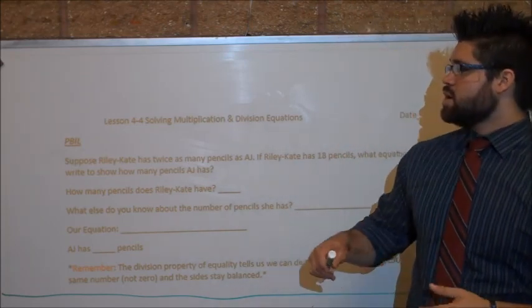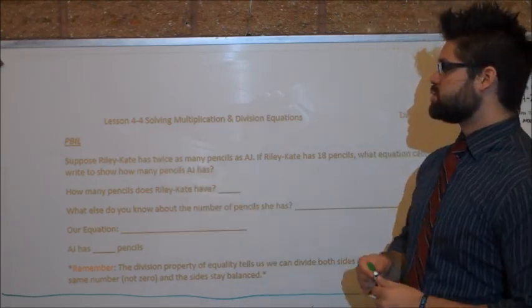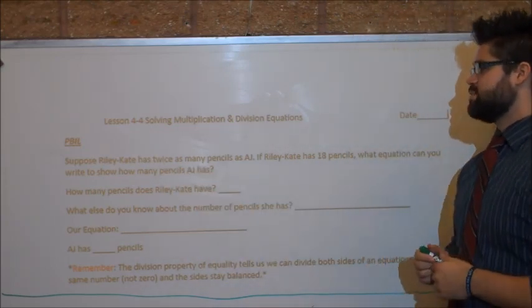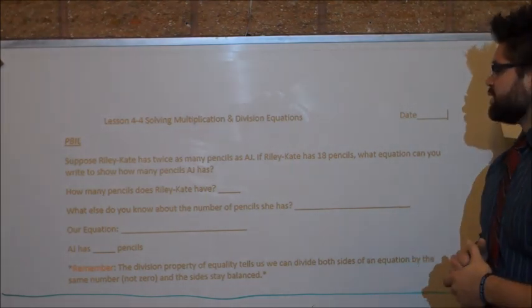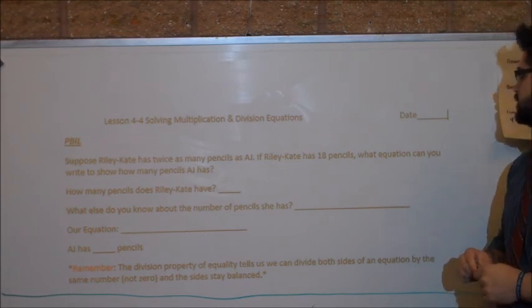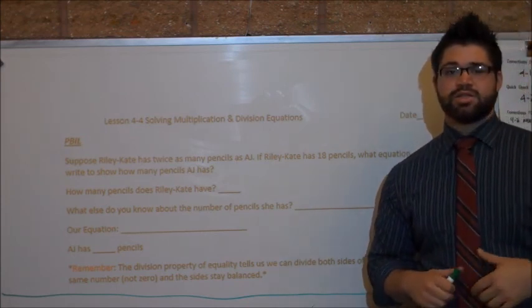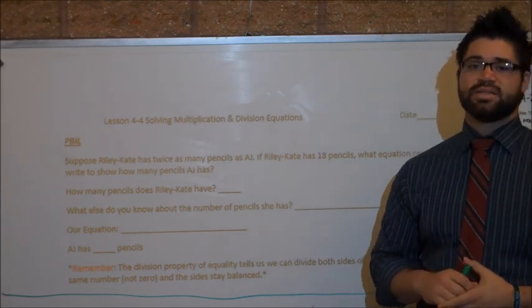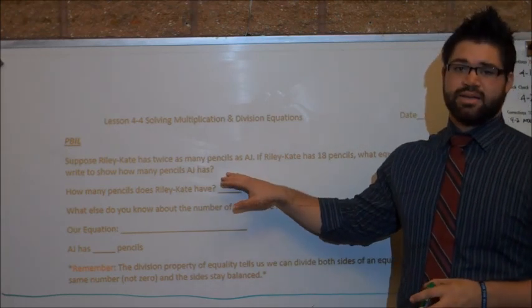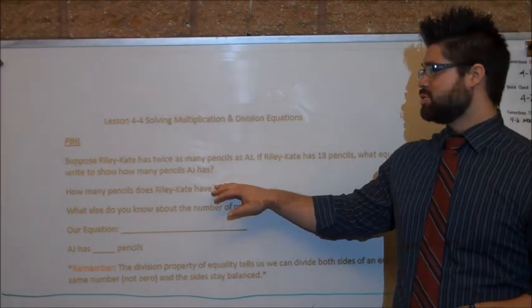So here we go. Here's our first question that we're going to work through and figure this out. Suppose Riley Kate has twice as many pencils as AJ. If Riley Kate has 18 pencils, what equation can you write to show how many pencils AJ has? So again, if you need a little assistance, this is in your PBIL section in that template handout page that you got in class. It should be glued into your journal.